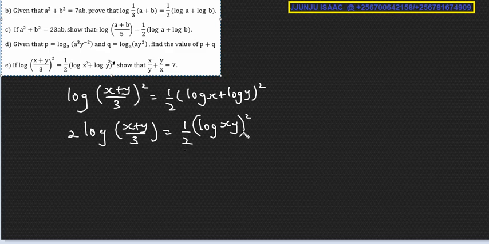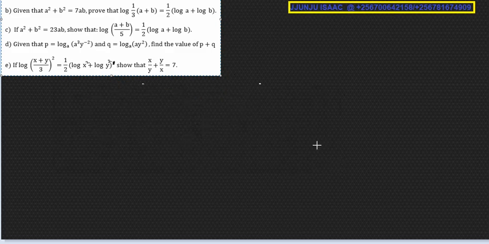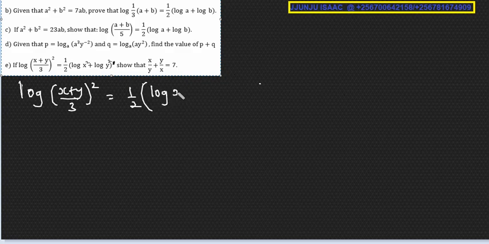Okay, so now let us repeat this number after modifying it. We have modified it. It should be log of (x plus y over 3) squared equal to a half, then log of x squared plus log of y squared. Here it can be worked out.